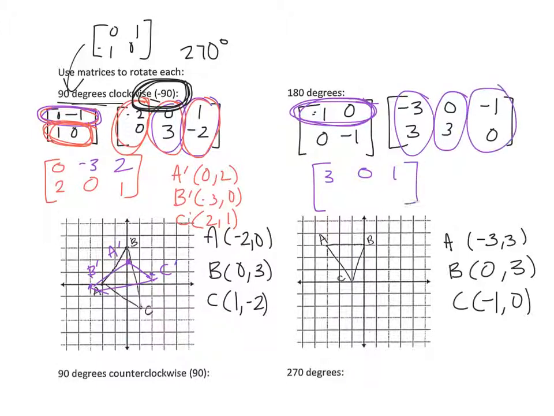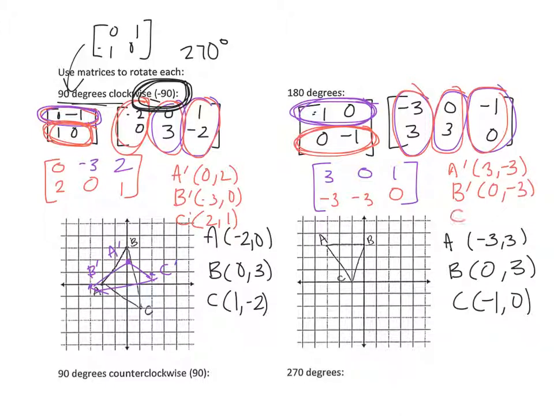Now I'm going to do the second row. So this would be -3. This would be -3 again. This would be 0. So your A prime, x is on the top, y is on the bottom. B prime, x is on the top, y is on the bottom. C prime, x is on the top, y is on the bottom.